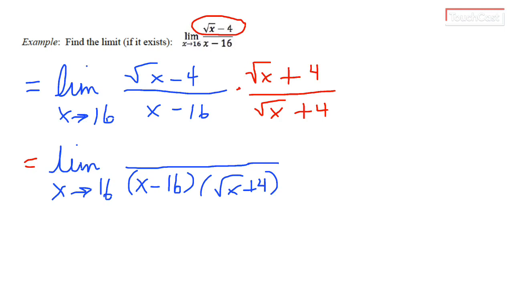Watch what happens in the numerator. I'm going to make my 4 multiplications. Square root of x times square root of x is x. Square root of x times 4 is positive 4 square root of x, minus 4 square root of x. That was the whole point of picking the conjugate. It makes the middle terms cancel out. And then I have this negative 4 times a positive 4 to make minus 16.